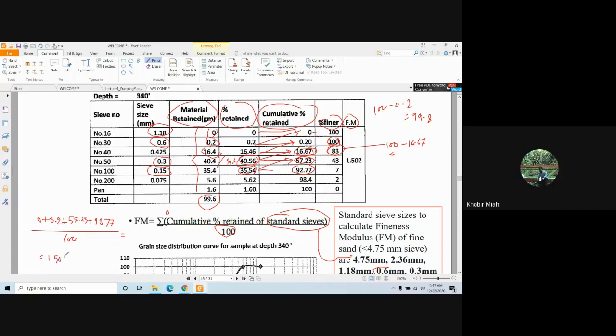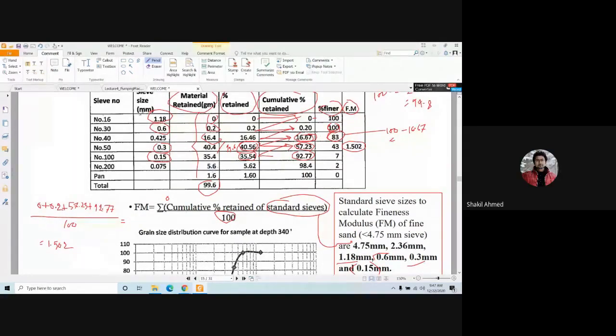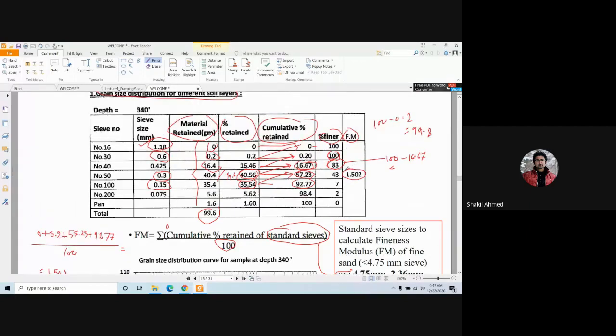Sir, why didn't you take 98.4? Why would I take it? Because this is not a standard sieve size. Oh, okay, sir. That's what I'm doing, I have marked all of them. Why? Because these are standard sieve sizes. Anyway, so 1.502 is the fineness modulus.